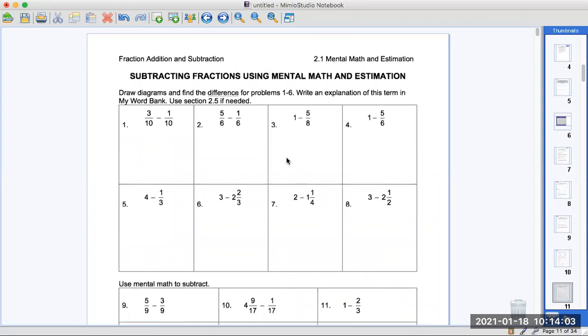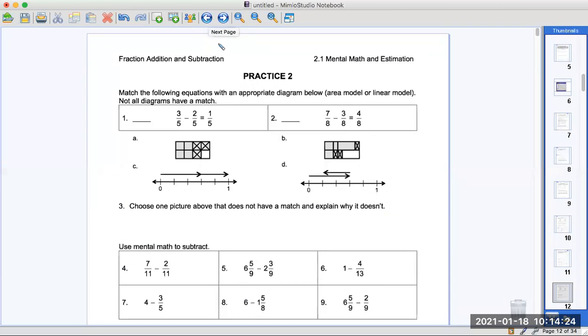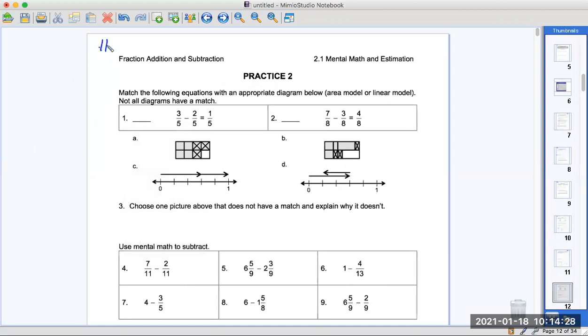Page 7 is notes. And this is page 8, and that's homework, and that's as far as I got. So this is my first lesson for lesson 1. You're going to have 3 videos, 3 lessons in this book again.